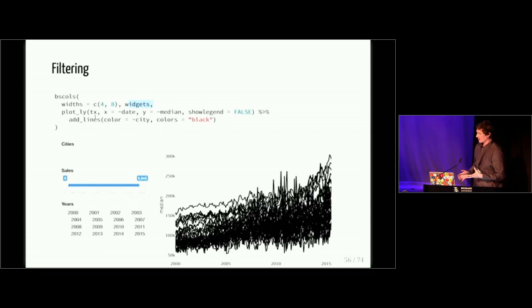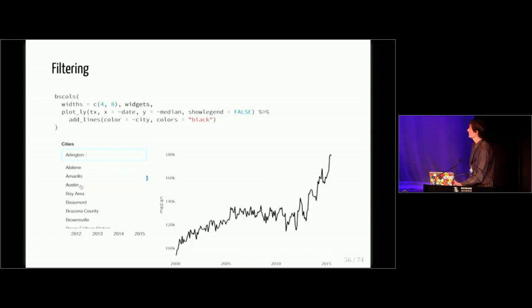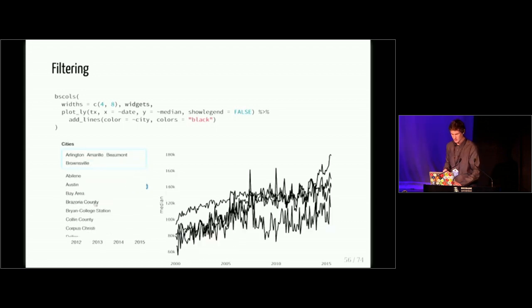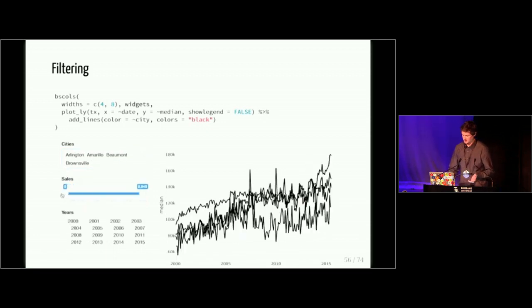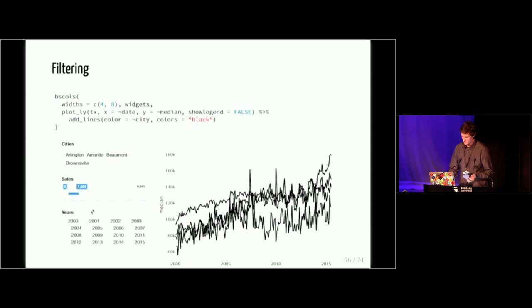but then a plotly graph where I'm again showing the raw time series, but now I can use a filter event to sort of drill down to one city or multiple cities. And then I can also filter down on like sales and years.